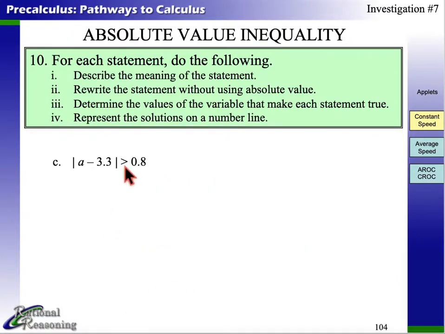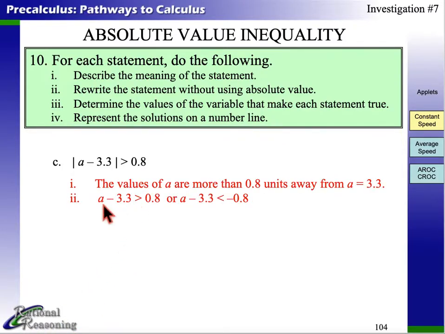Okay, here, again, we would use parentheses because the endpoint is not included. Again, we're at the x value of positive 3.3, and we want a to be some number that is at least 0.8 away. Okay, so this statement is to be greater than 0.8 or less than negative 0.8.